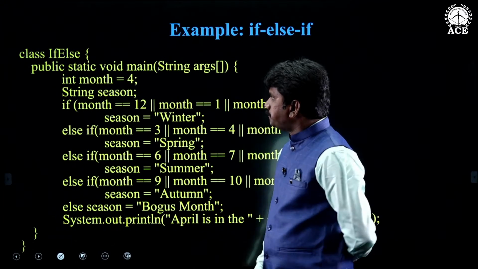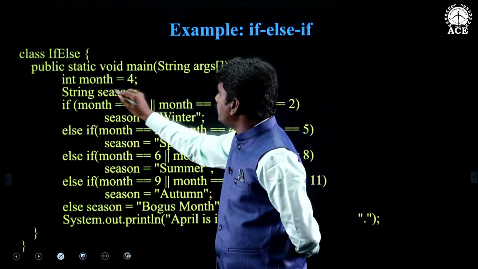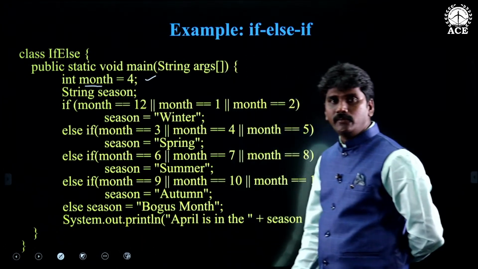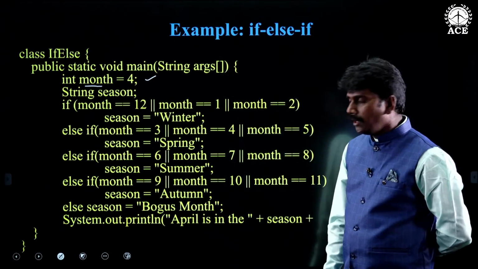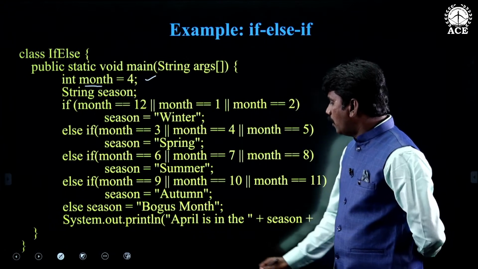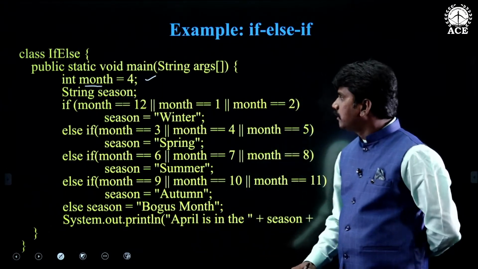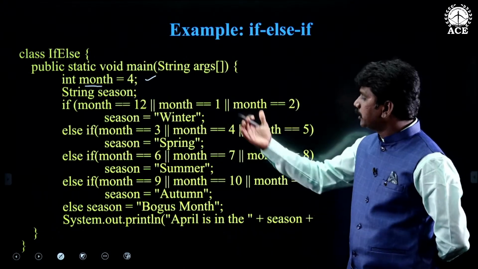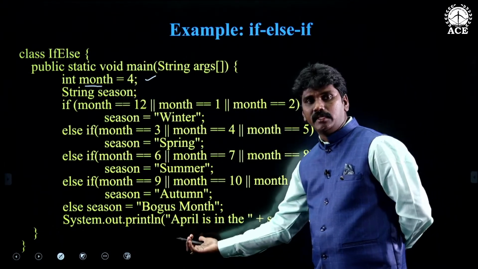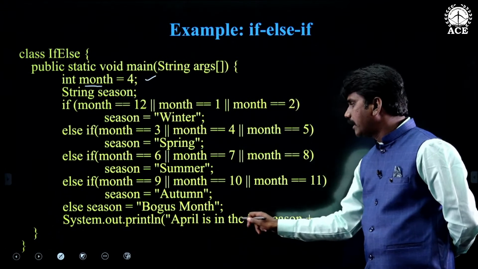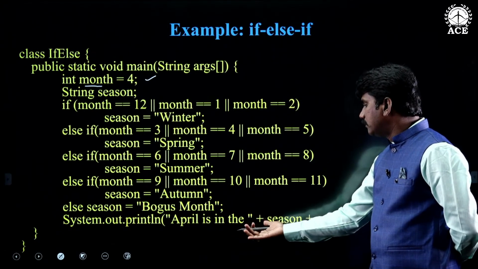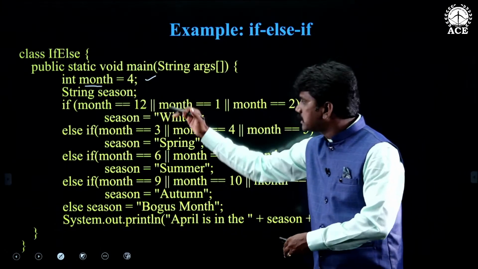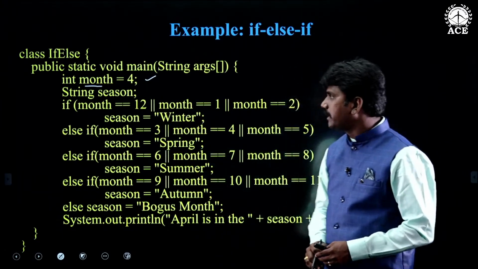Now, here we are having one variable called month, with the value month is equal to 4. We would like to print what the season is for it. As we know, month 4 is April. That's why we are printing that April is in the season. So what is the season? The assignment is done inside the statement checking.